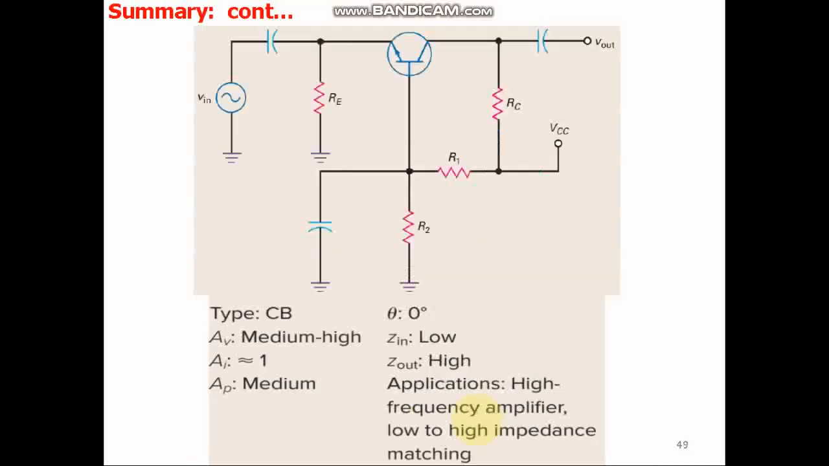gain beta. The third one is the common base amplifier, which will have a voltage gain medium to high, almost similar to the CE amplifier, but the current gain is almost equal to 1. So your power gain will be medium. It again has theta 0, so input and output will be in phase. It will have low input impedance and high output impedance. Application: high frequency amplifier or low to high impedance matching.